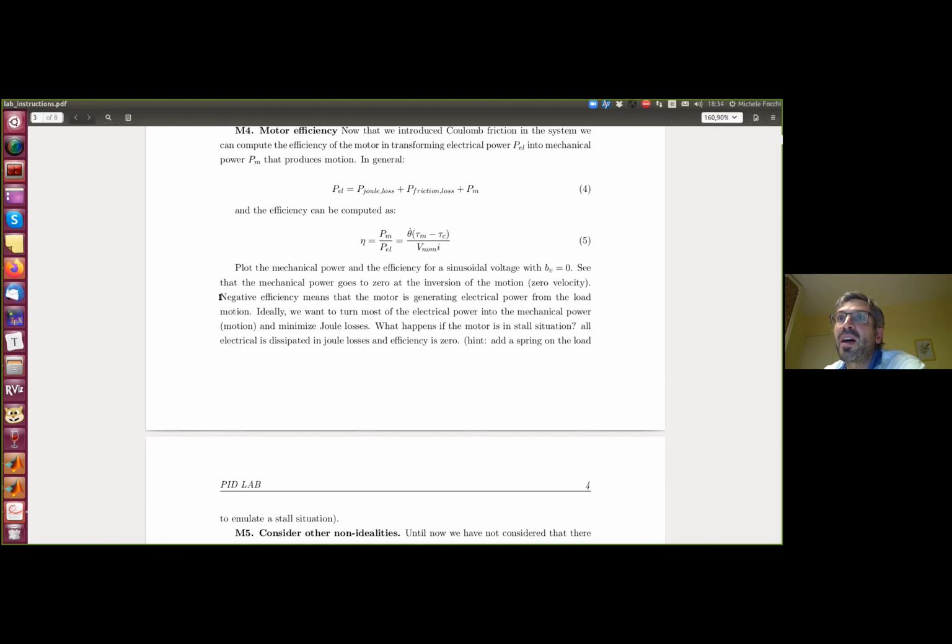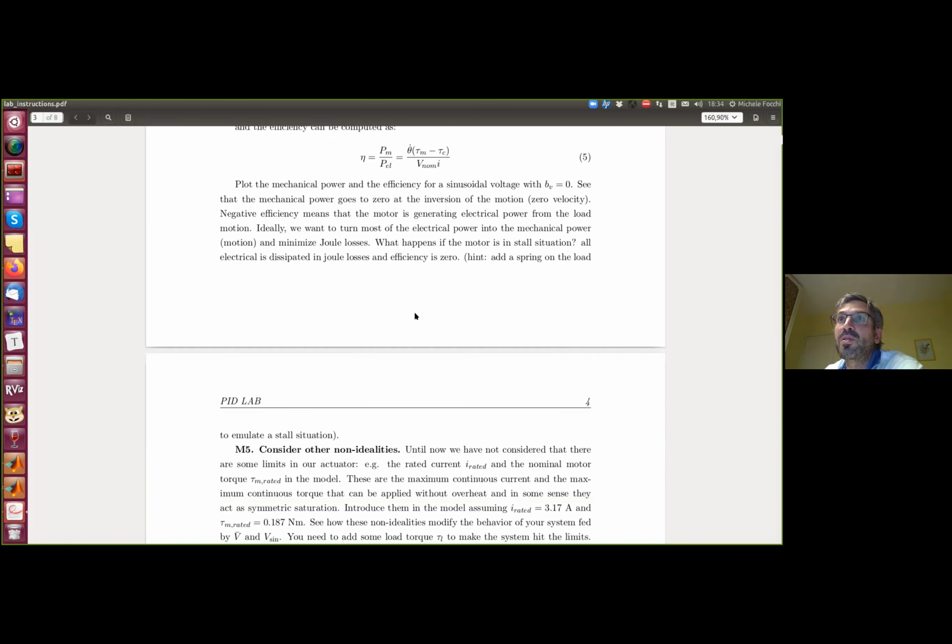And you can have negative efficiency if you have, for example, some velocity of the load and a different value of mechanical power and electrical power. This means that the motor is generating electrical power from the load motion and is acting as a generator. The motor sometimes does this, especially when there is an external gravity applied to the load that makes the load move externally.